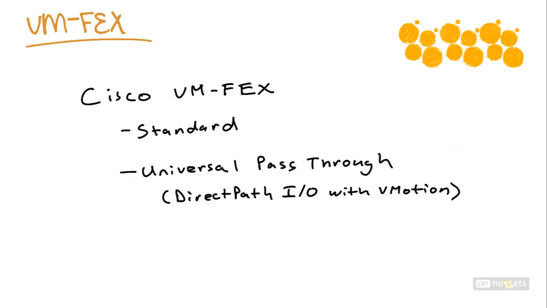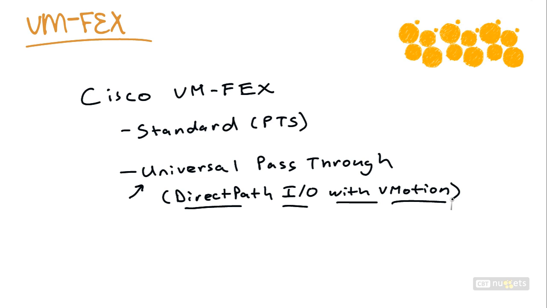Now, this is going to shock you, I think. There's starting to become generations of Cisco VM FEX. What we've been talking about thus far is called standard. It is also often referred to as pass-through switch mode, or PTS. There is another option now, and it's called universal pass-through by Cisco. Sometimes you'll see in the VMware literature, it's called direct path IO with vMotion.